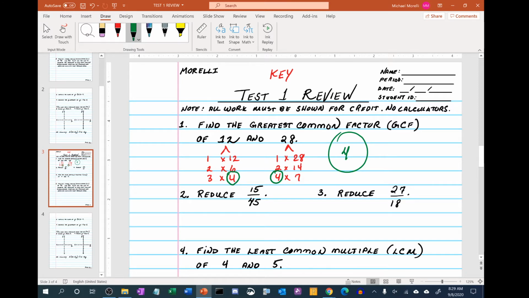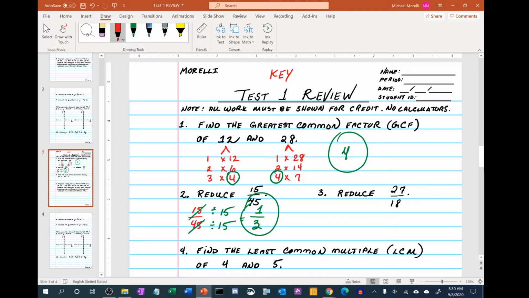Number 2, reduce 15 over 45. We write down 15 over 45. The greatest common factor of 15 and 45 is 15. So we can just divide the top and the bottom by 15, and we get 1 over 3.